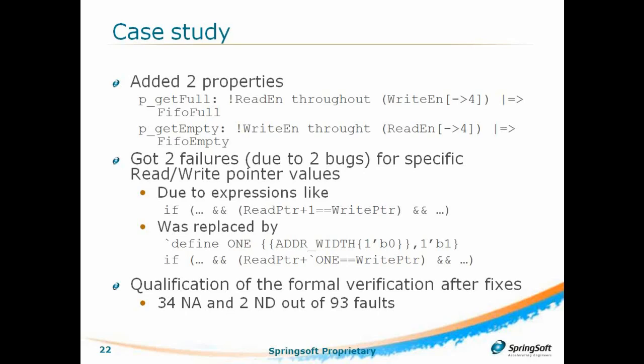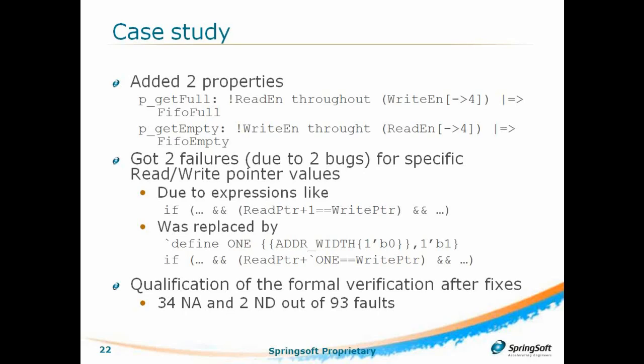So now I had something to debug, and debugging those 2 failures boiled down to problems in some corner case values of the read pointer, and I had to replace it by a much cleaner way to write the design. I also discovered other bugs through the dynamic verification environment, this time on the data part. And after fixing my verification environment and rerunning the qualification, now I have somewhat more faults, but more important, I'm only getting 2 non-detected faults.